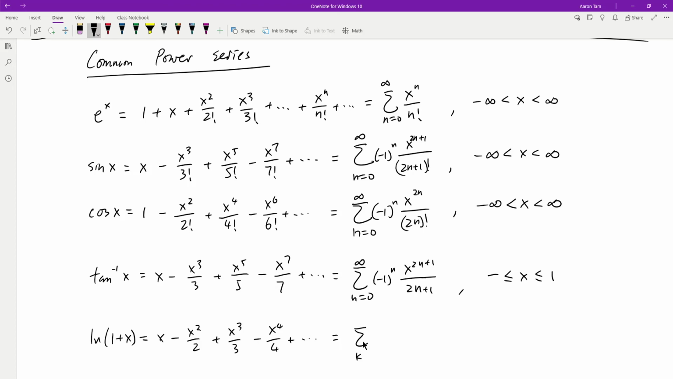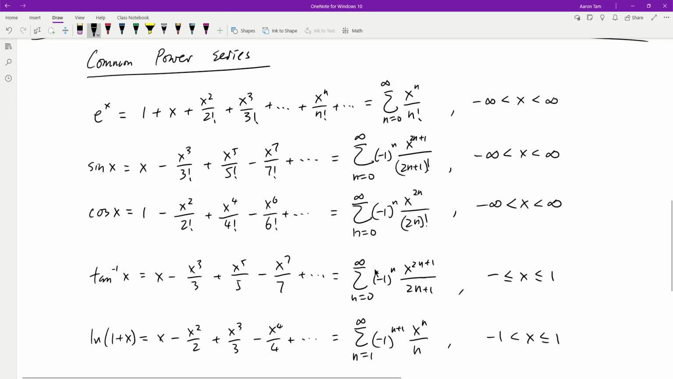So this power series is actually a little tricky because it starts not from 0, but from 1 to infinity. Negative 1 to the n plus 1, x to the n over n. And this one also only converges between 1 and negative 1, but does not include negative 1, because that would give 0 for the natural log. So these are some very common power series that you should know.